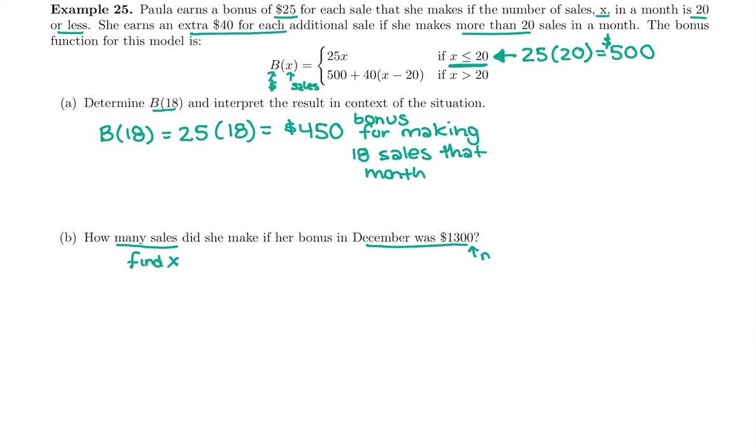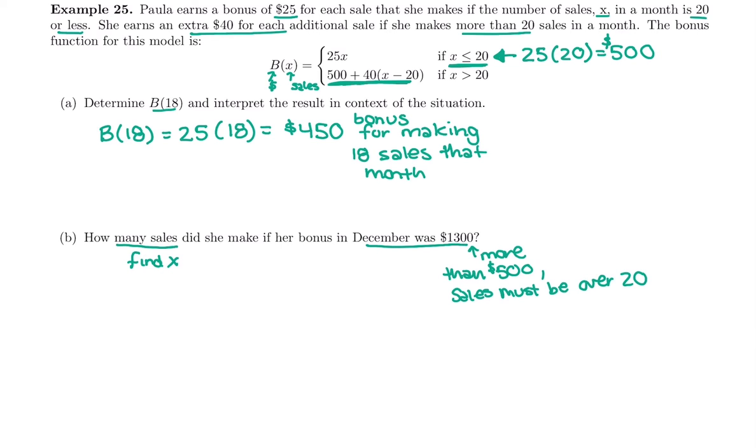So this is more than $500. So sales must be over 20. So we're going to solve this bottom piece. She must have had more than 20 sales to have made more than $500, which makes sense. December is a big shopping month with the holidays. So she made more than 20 sales and her bonus is $1,300.